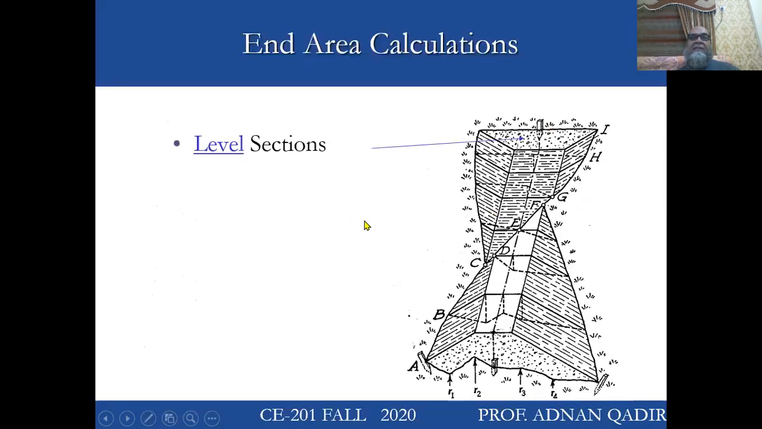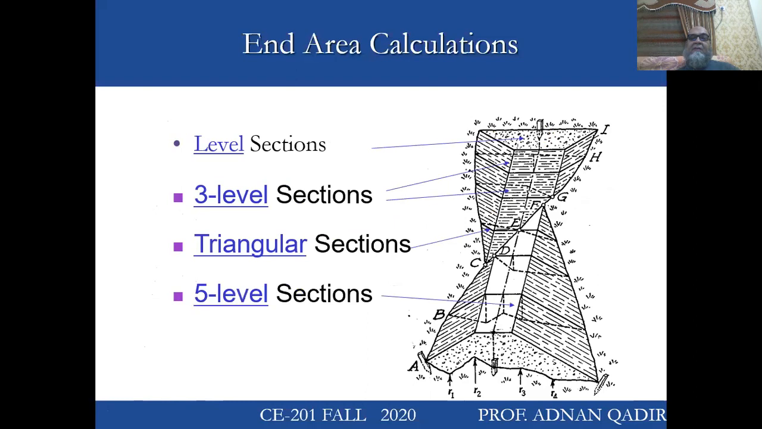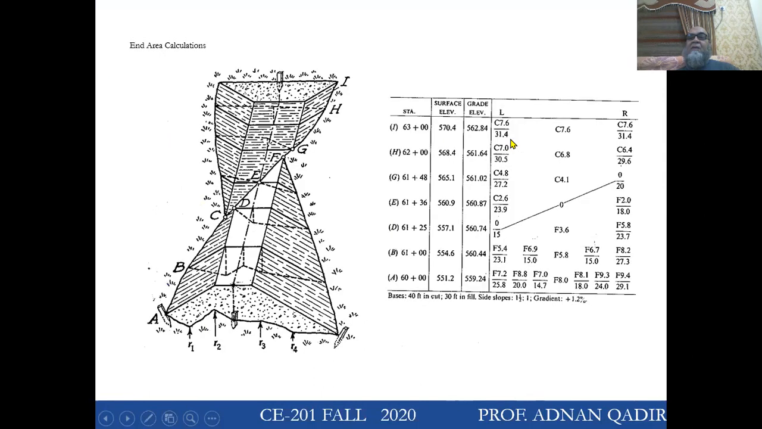Now this I call the level section. This I call 3-level section, triangular section, 5-level section, and the other sections. Even though that was a 3-level section, if you look at these values, you can say this is a level section, because all the heights are equal, 7.6, 7.6, 7.6. So no need of using the 3-level section formula, because it won't make any difference. You see this D is also the same, left and right. So here we call this a level section because all the heights are equal.